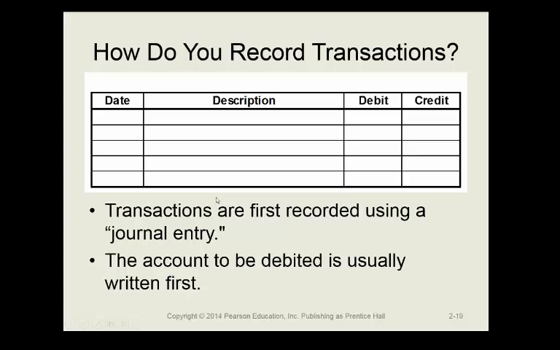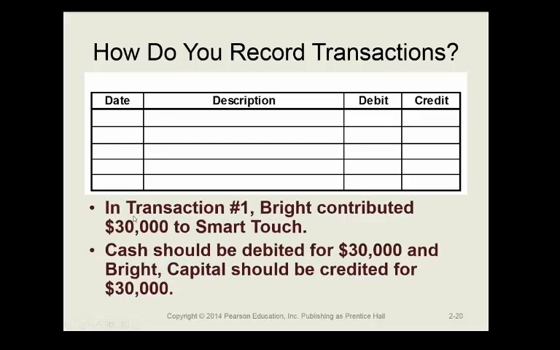So we create a journal entry, and we always put the account that's going to be debited first, and then the account that's going to be credited second. Okay, and the account that's going to be credited is actually indented to the right. So let's look at an example. In transaction 1, Bright contributed $30,000 to SmartTouch, and it says cash should be debited for $30,000, and Bright Capital should be credited for $30,000.